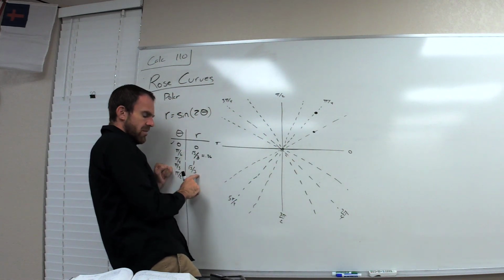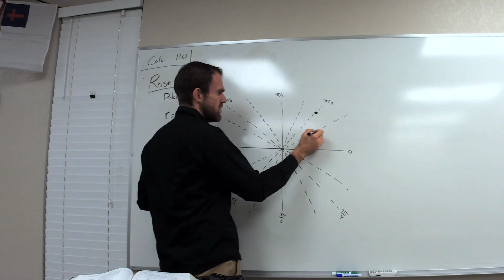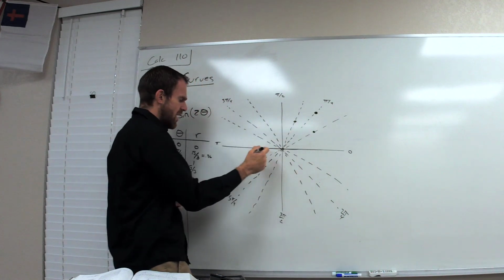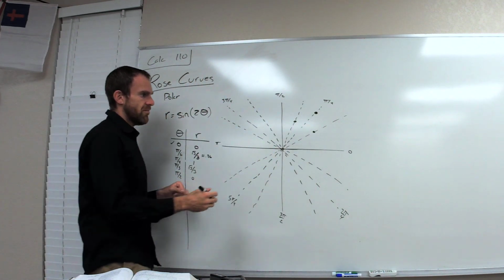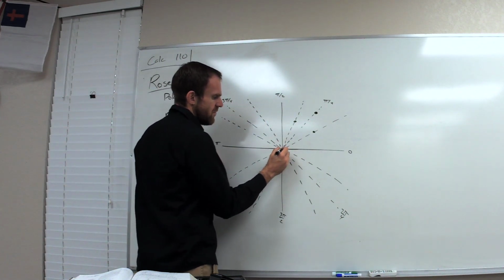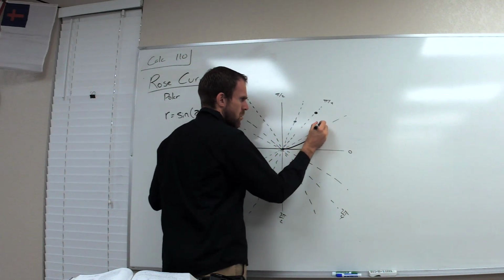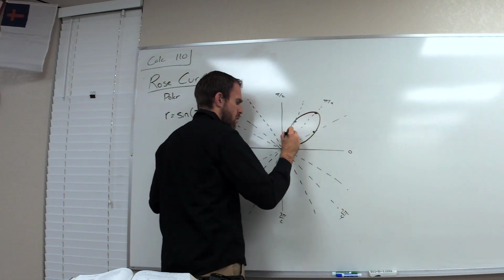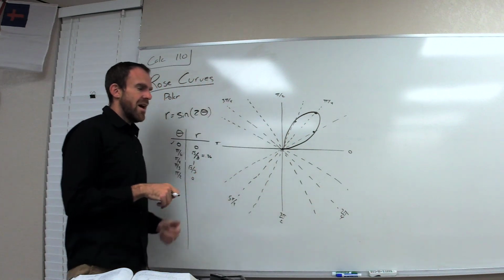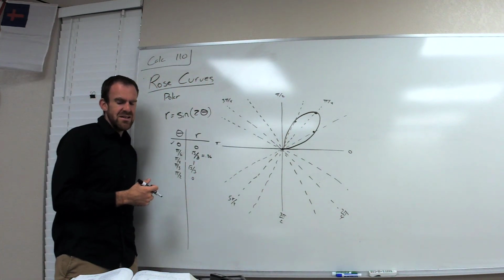Then at pi over 3, I'm going to go root 3 over 3, so that's going to be back over here. Then at pi over 2, it's 0, so I'm back down here. So my first petal looks something like that. Now here's where it actually gets quite surprising.